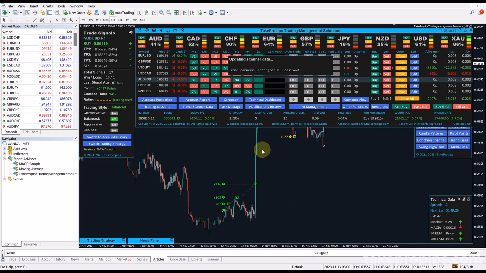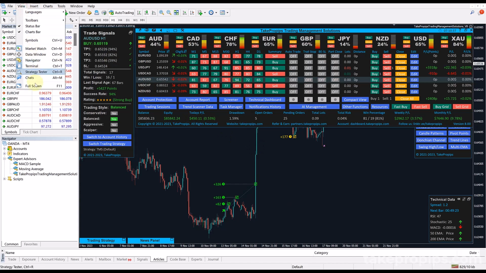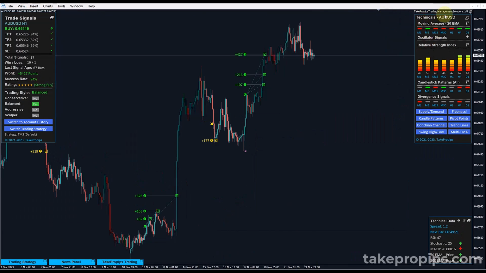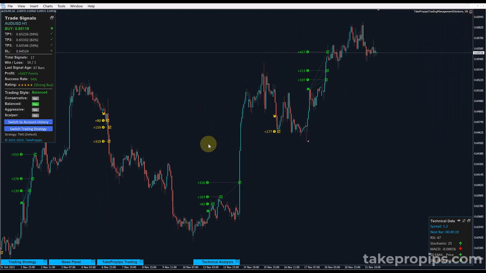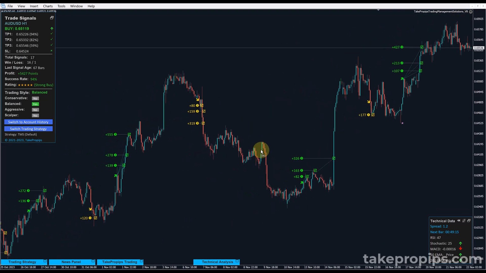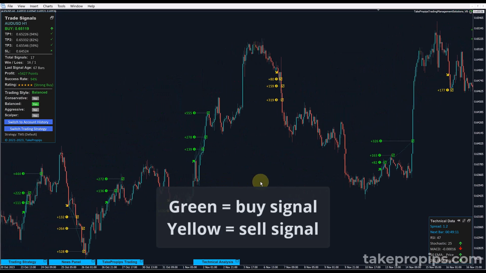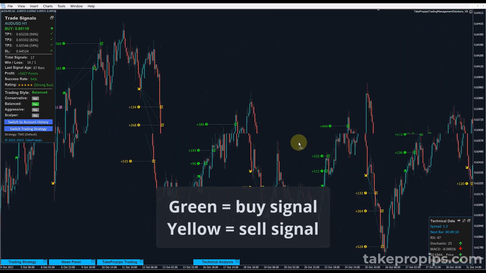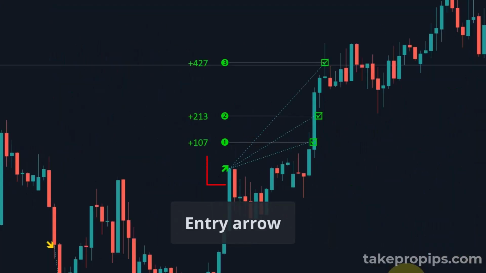Let's break down the trading signals we see on this chart. When looking at trading signals on this EA, you will see two colors. One is green and one is yellow. A green signal on the chart means it's a buy signal, and a yellow signal on the chart means it's a sell signal. An arrow represents the entry candle or the entry price of the signal.